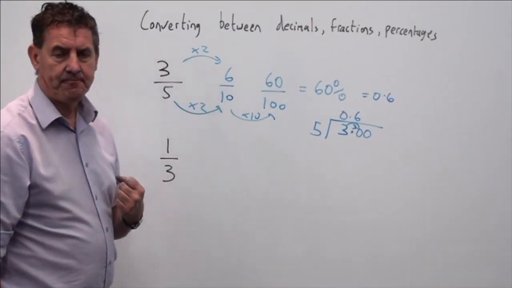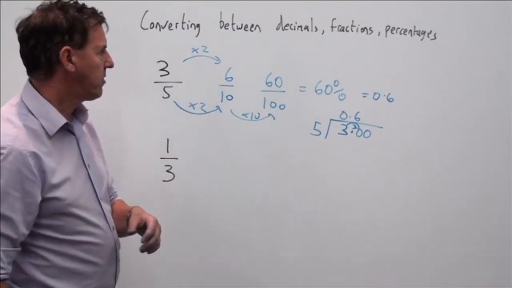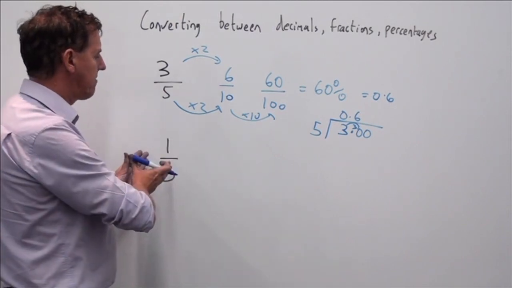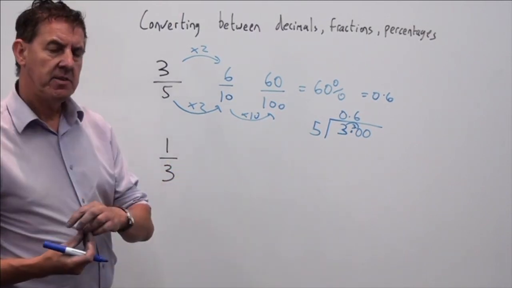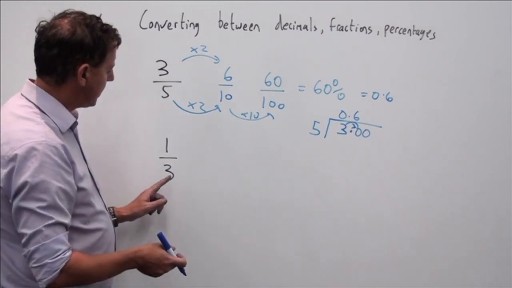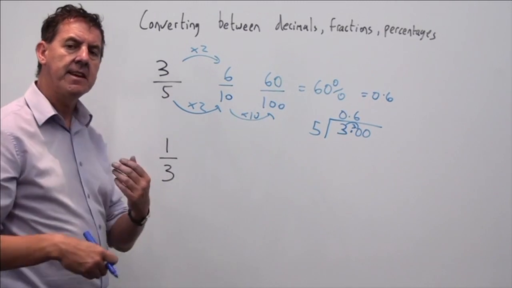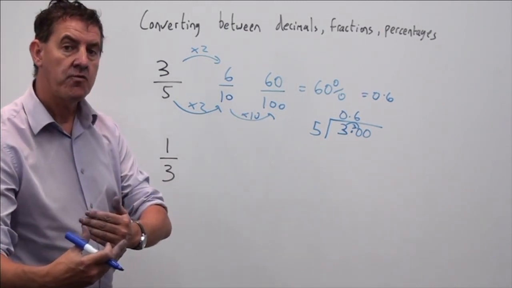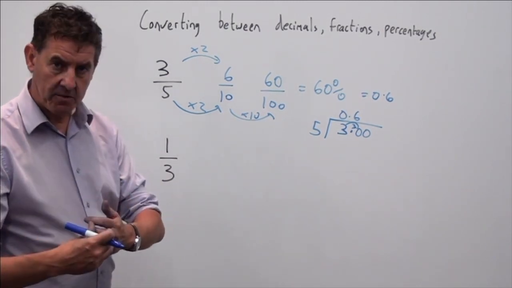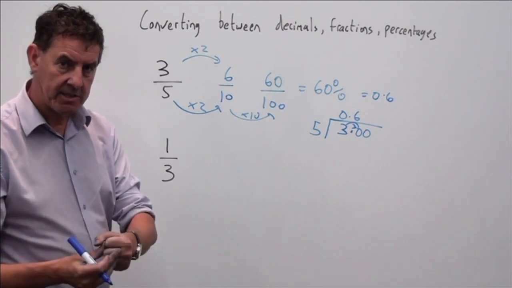Let's look at this next one. A third. So it's a fraction as it stands at the moment. I'm going to turn this one into a decimal. The reason I'm going to turn it into a decimal is I know I'm not going to get that 3 to be out of 100, because I know 3 isn't a multiple of 100. So the first thing I'm going to do is convert it into a decimal first.